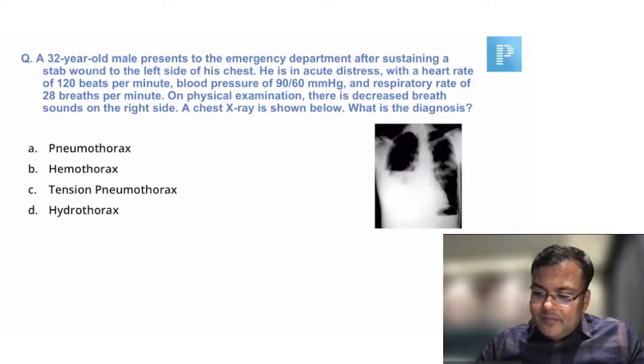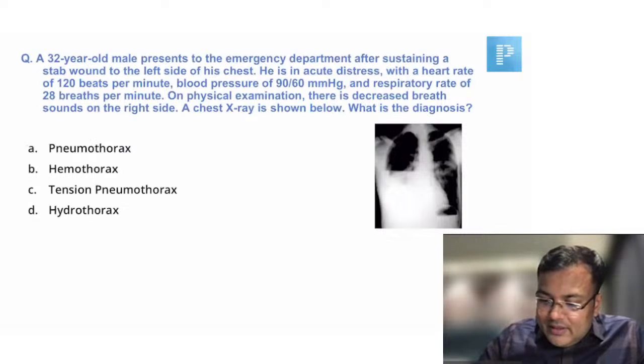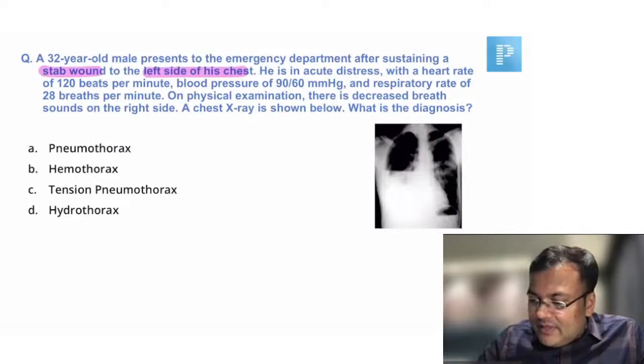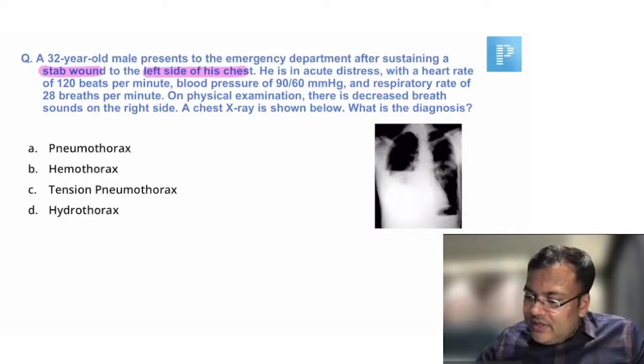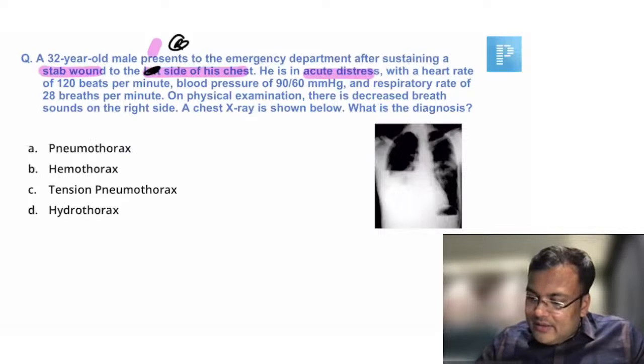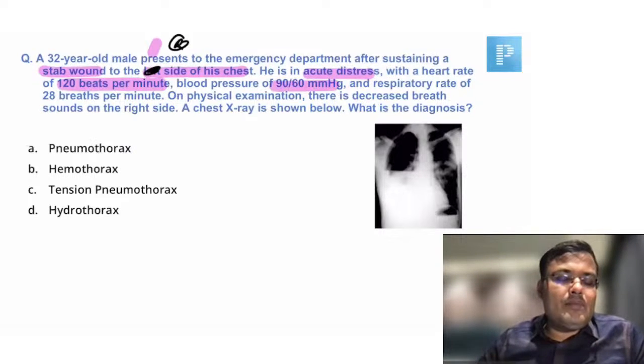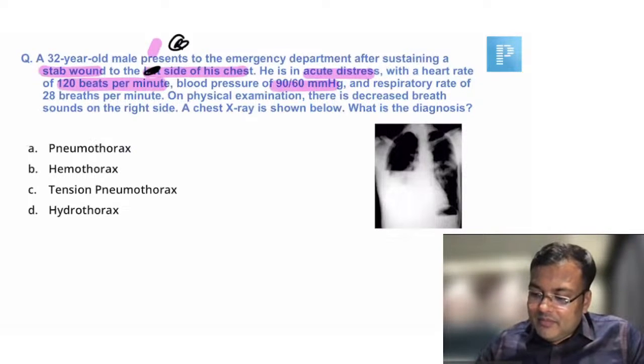Next question. A 32-year-old male presents to the emergency department after sustaining a stab wound. You can see here, stab wound on the left side of his chest. He is in acute distress. Most probably it should be right side here, because the changes are on the right side. With heart rate of 120 per minute, the patient is having tachycardia, BP 90/60, pulse rate more than 100, BP less than 100. This patient is unstable. The patient is in a state of shock.